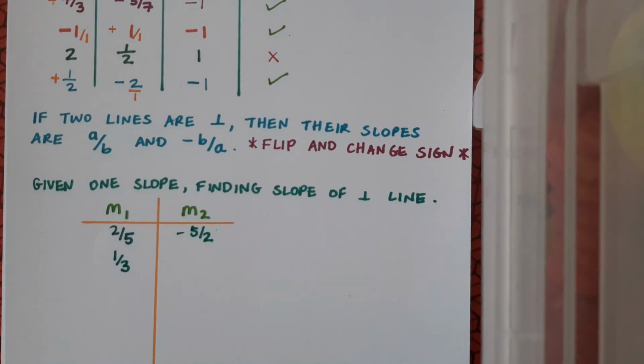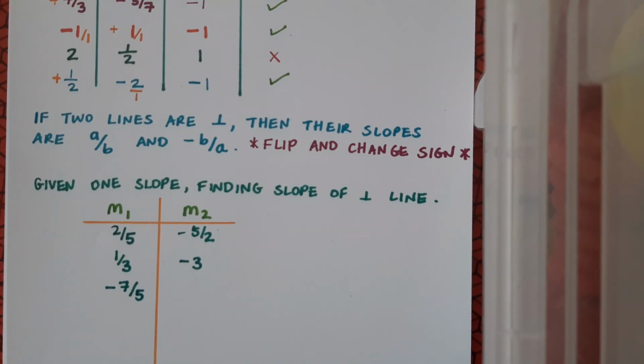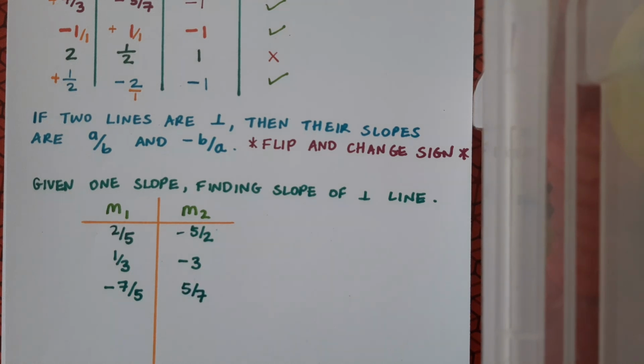Okay, next I've got a line with the slope of 1/3. Can you figure out now what the slope of the perpendicular line will be? So again, I flip it over and change the sign, and it's -3. You could write it as -3/1, but -3 is the simplified version of that. Now I've got a slope of -7/5. What do you think the slope of the perpendicular line will be? Well, I flip it over and change the sign, so it's 5/7.